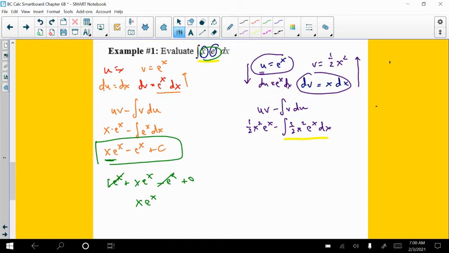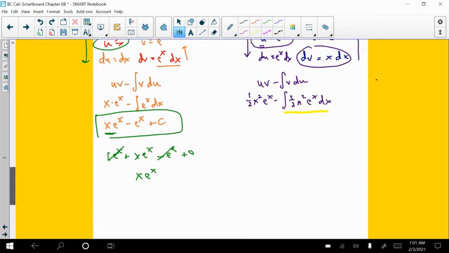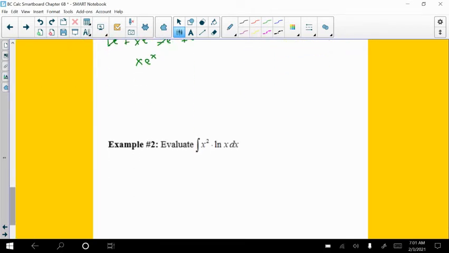So again, a good rule of thumb, my takeaway: choose a u that might break down, because if you choose a u, its derivative becomes simpler. Now, does that always work? Not necessarily. Here I know x squared could break down. But if I let my dv be ln x, let's say dv was ln x dx, and I had to go backwards, that relies on me integrating ln x. I can't do that, right?